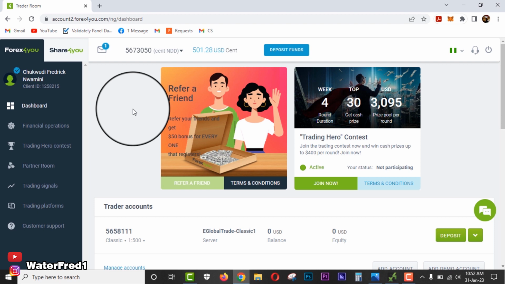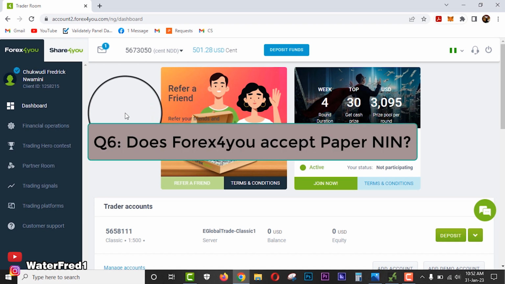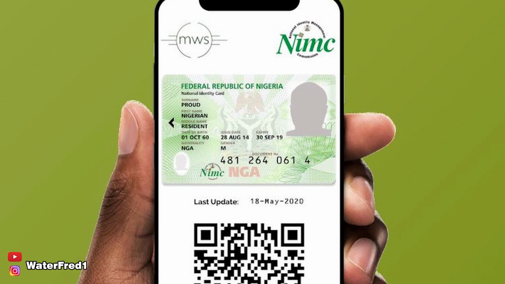So we move to the 6th question, and they do ask me, do they accept paper NIN? Yes, you can use the paper NIN to verify your account, or you can just log on to the NIMC website and get the digital NIN. When you get your digital NIN online, you can take a screenshot with any phone at all, whether Android or iPhone, and you can use that screenshot to verify your Forex4You account.